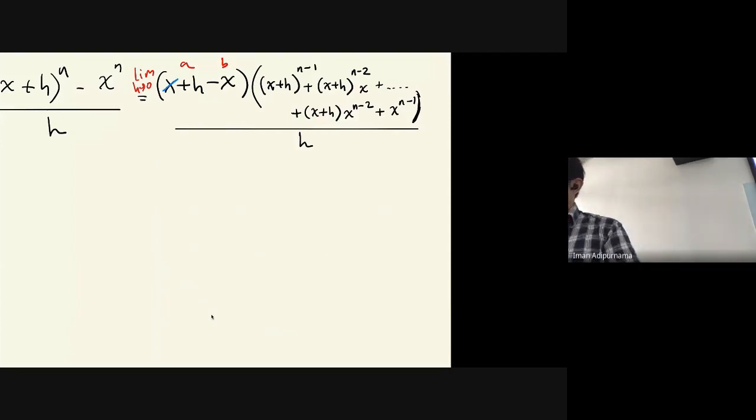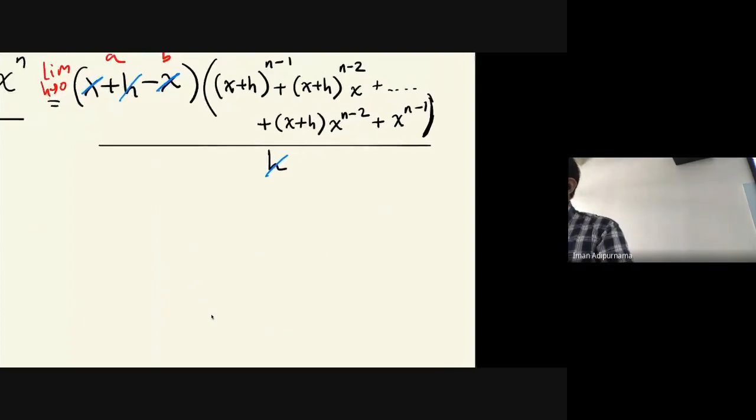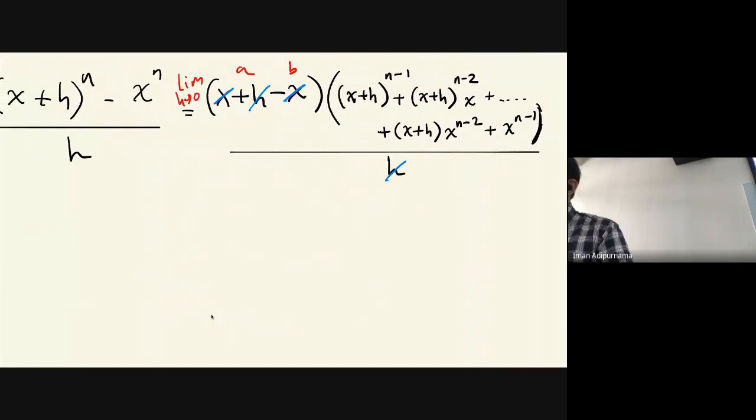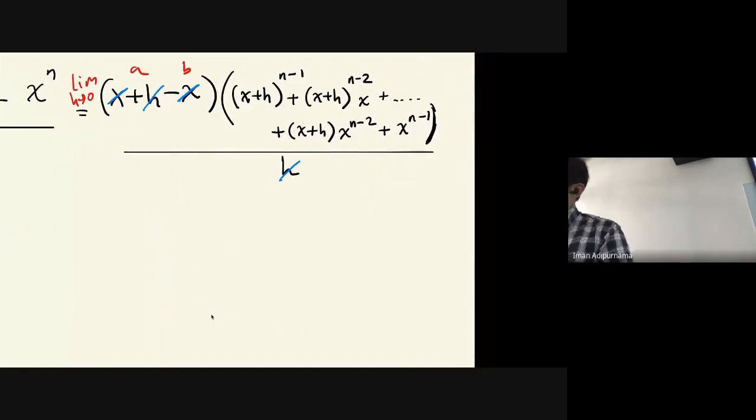The x to the n minus x to the n, we can just cancel that. And we are still having h here. But because it's already outside, we can cancel this h with this one. So the rest is just the bracket form here. According to our limit, as h is approaching 0, because the h at the bottom we already removed, we can input our 0. So this 0, 0, 0, right, in all h, we put inside.